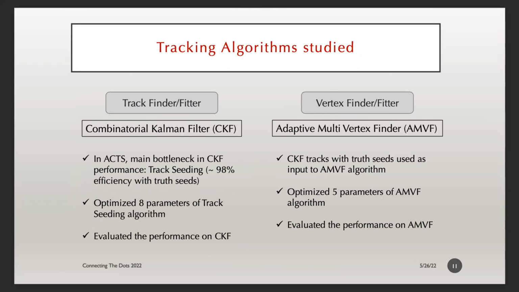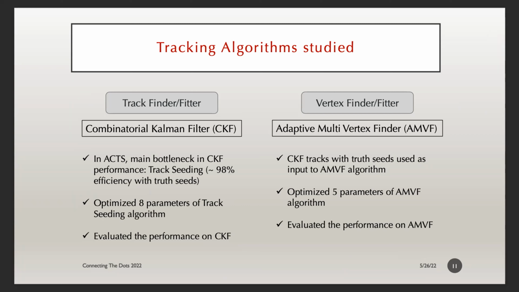And so for that, we have used adaptive multi-vertex finder algorithm, AMVF. In the CKF, the main bottleneck is the track seeding. If we use the truth track seeds, we are able to achieve high efficiency. But if we are using the track seeding algorithm implemented in ACTS, we are having less efficiency and a high duplicate rate as well. So we have tried to optimize the input parameters of the track seeding algorithm while evaluating the performance on CKF.